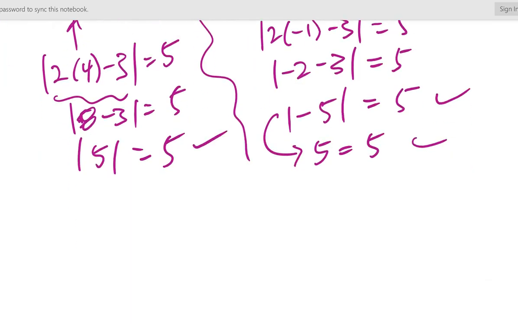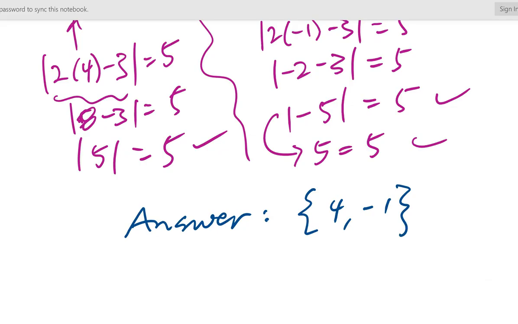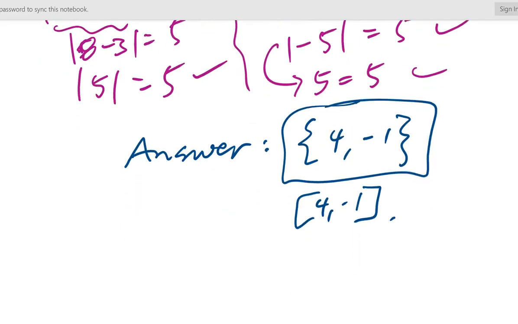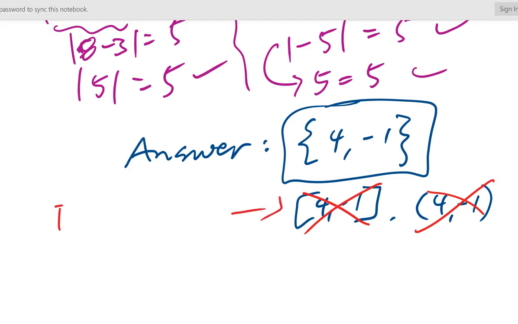And so we're going to put that in the proper notation. The answer is, we're going to use these brackets, 4 and -1. It doesn't matter what order you put them in. There you go. You have to use these brackets. Don't use these brackets, and don't use these brackets or any combination of those. Those are going to be reserved for interval notation. Okay, so this is interval notation.